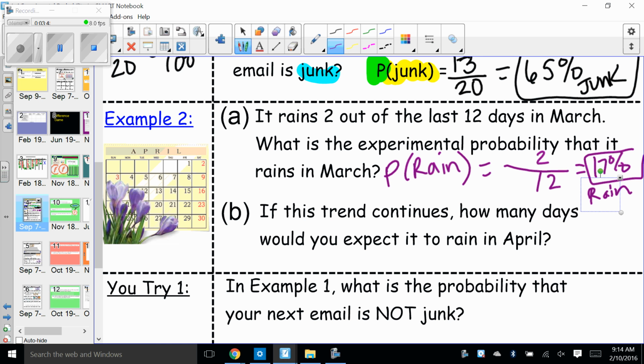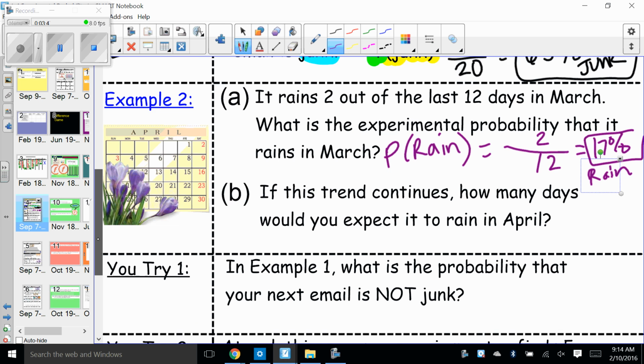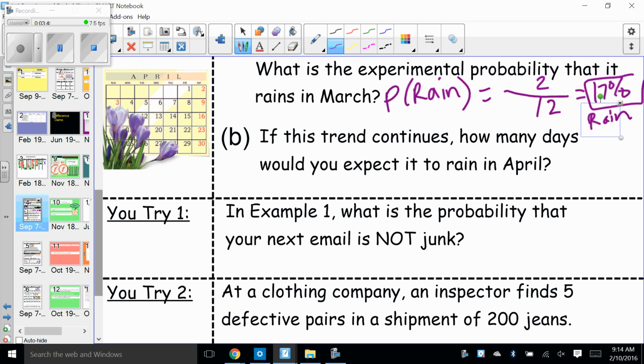So now, part B is what we call a prediction based on experimental probability. We take the experiment, and we use our results to make a prediction of what happens. And some of you are going to love this because it really turns into a T-table with cross products. So we're talking about how many rain days we have out of total. We said it rained 2 out of 12 days. There's our fraction. Here's your T-table. How many days would you expect it to rain in the month of April?